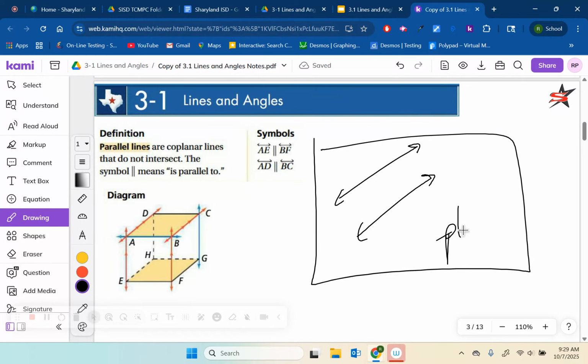This is your plane. All right, this is your plane. So that means these guys are coplanar, right? So they lie on the same plane, the same flat surface, and they never touch. So it's like your piece of paper. You can draw two lines on your piece of paper.